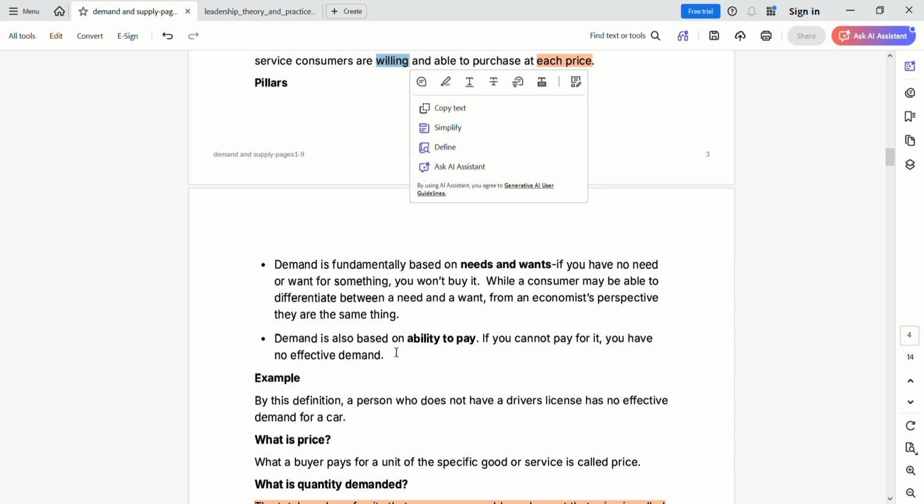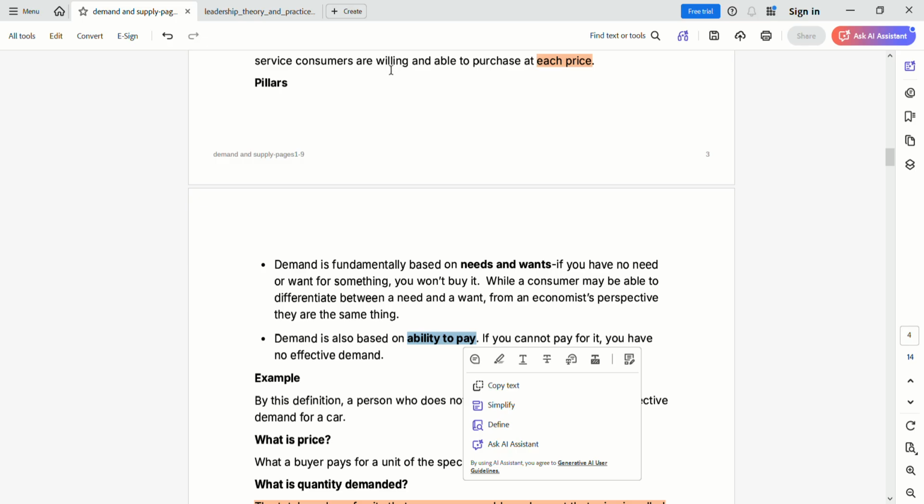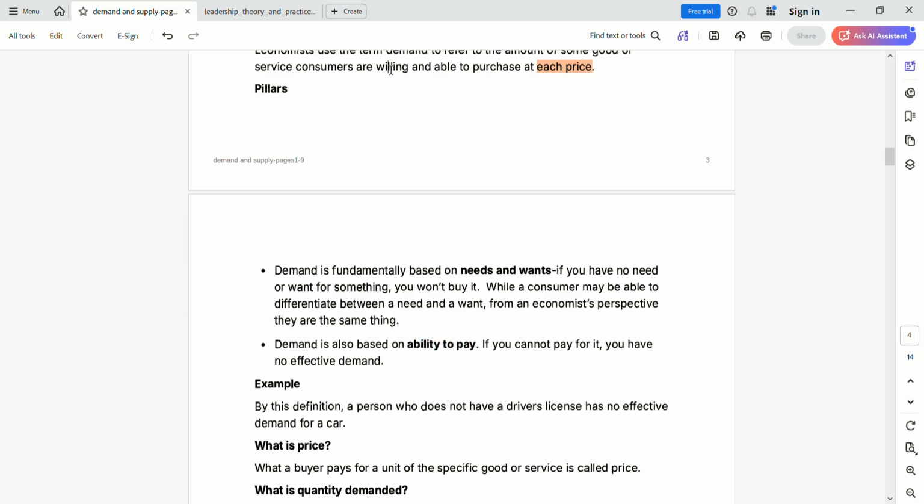Again, the second pillar is ability to pay. When the consumer shows his willingness to buy a product, he goes to the market, but the price is out of his reach, so then it cannot be a part of the demand. So it is a necessary condition, being able to purchase. That means the ability to pay. If you cannot pay for it, you have no effective demand. We already discussed this in our last lecture.